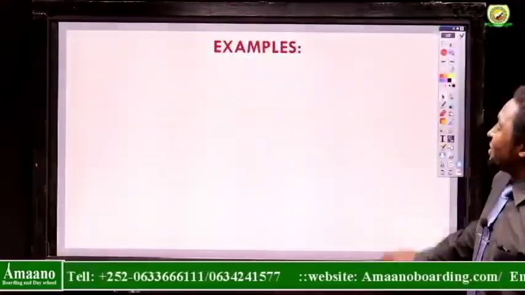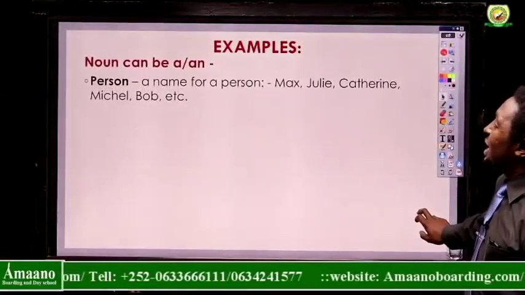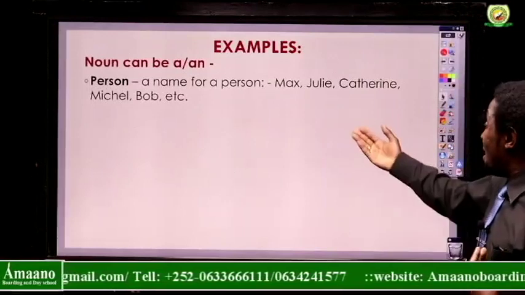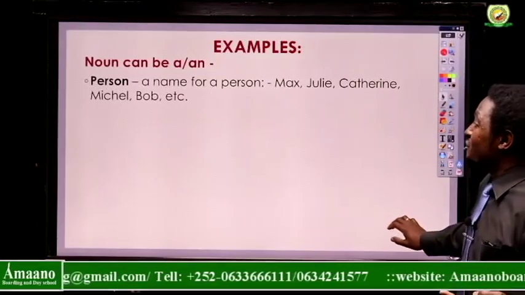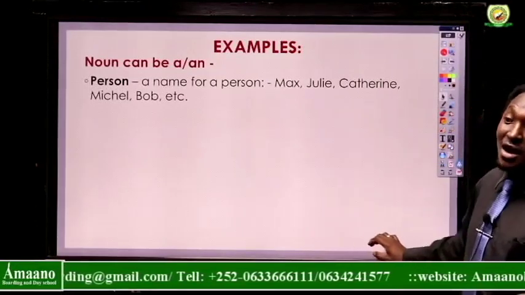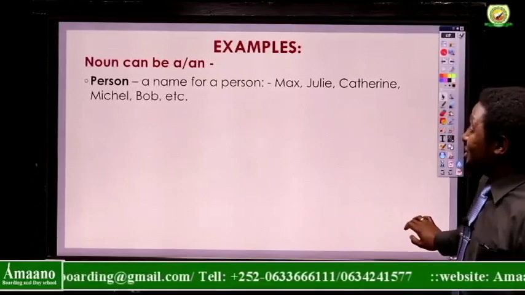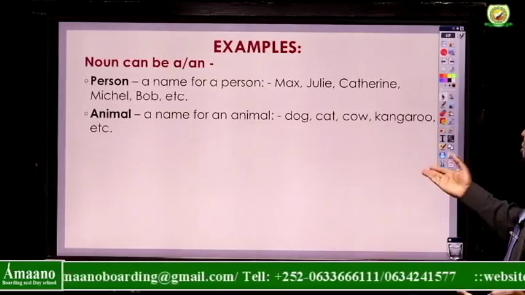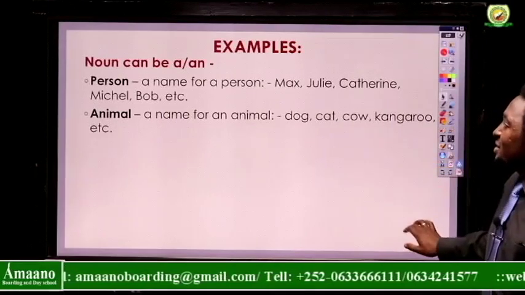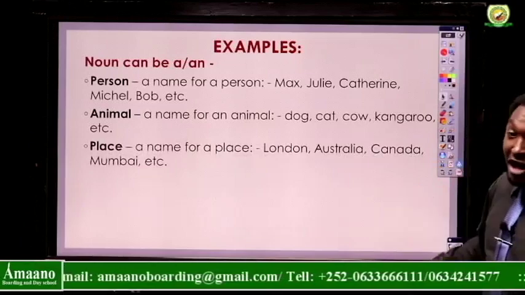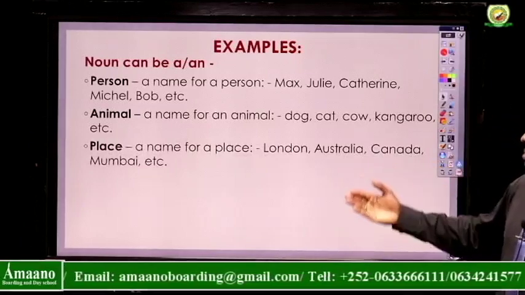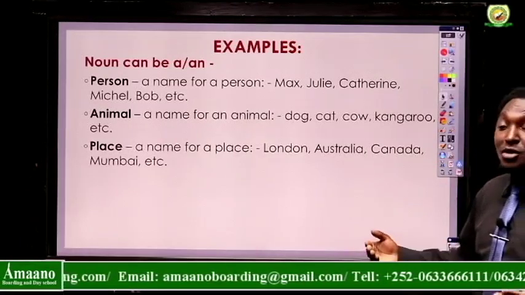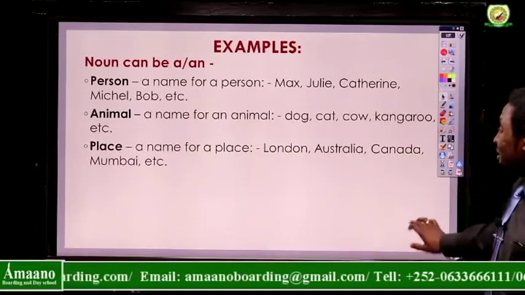So examples of nouns. A noun can be a person, a name of a person. For example, my name, Moses, Max, Julie, Catherine, Michael, Bob, Ahmed, Sahara, etc. All those are names. Animal, a name for an animal: dog, cat, cow, kangaroo, etc. Names of a place. It could be a place. For example, London, Australia, Canada, Mumbai, Edmonton. All those are names of places.